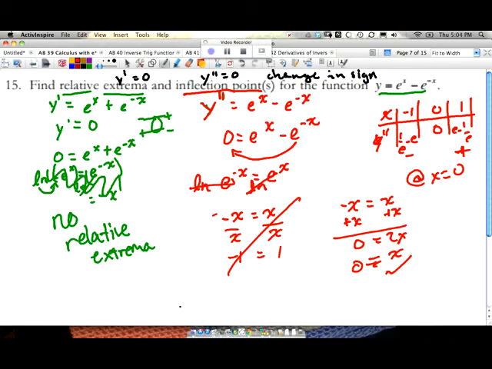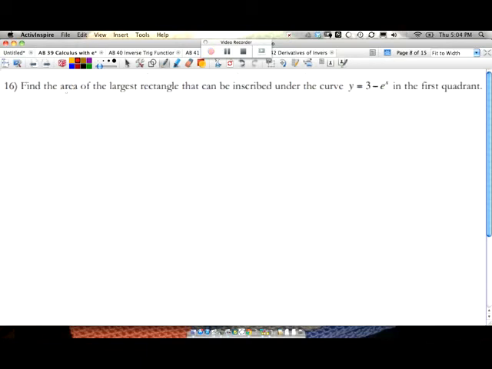All right, let's keep going here. Number 16. There we are. Find the area of the largest rectangle. All right. That word is interesting. Largest. Well, when I hear largest, I think like the biggest, the most optimal size, which to me means this is an optimization.